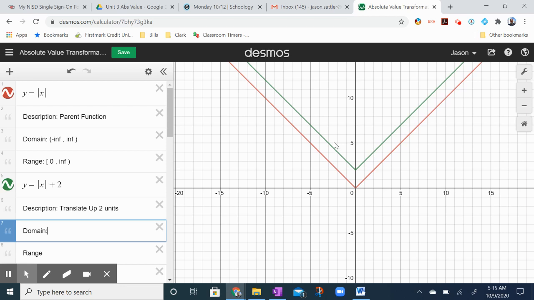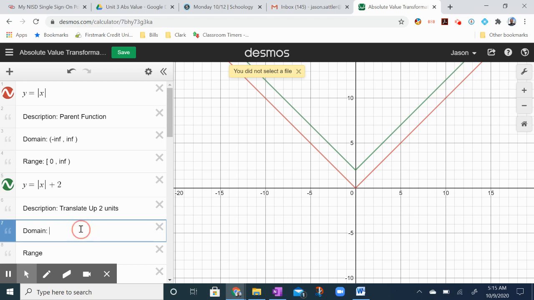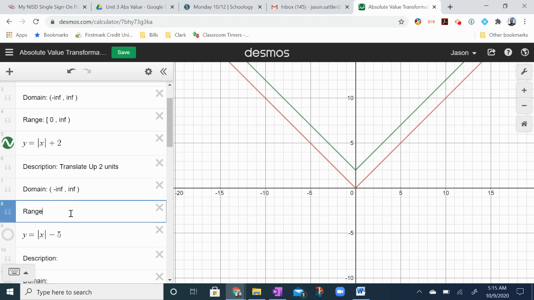So now let's look at the domain. As you can see, it still grows left and right forever. It's going to cover all the x-axis. So our domain will be the same as here. I'll just type it in again. All right, so we have here negative infinity to positive infinity, just like so. The domain didn't change. Our range.